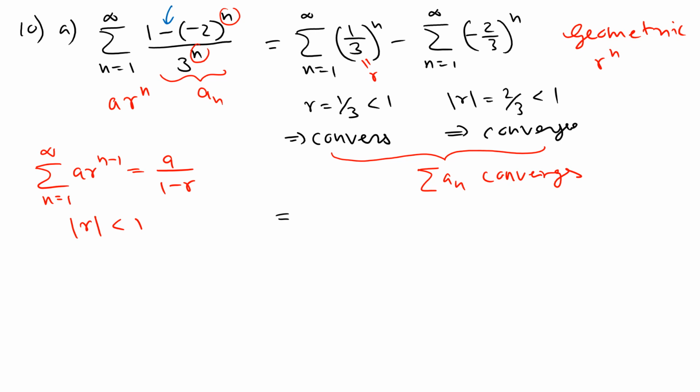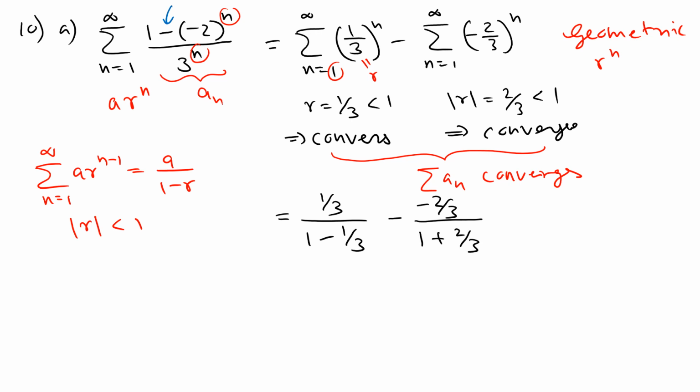A means the first term. For the first term, you plug in the first index, that means n equal 1. If you plug that in, you get 1/3. So that means 1/3 over 1 minus 1/3. For r in the second one, again plug in the first index, that means negative 2/3, and then 1 minus minus becomes plus, so it becomes plus 2/3.